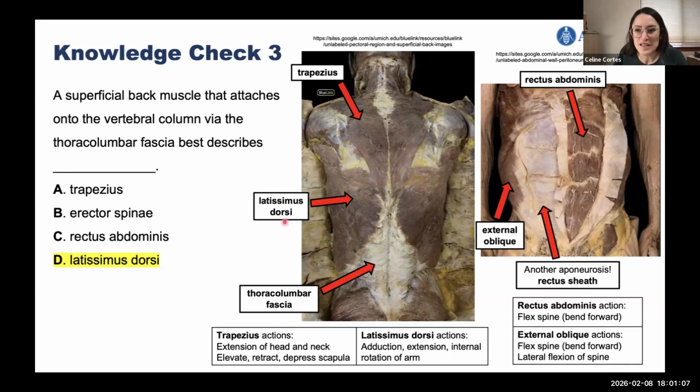Yes, rectus sheath is superficial to rectus abdominis. So you have to reflect this out of the way to actually see rectus abdominis. It's reflected on this patient's left side, but it's present on this patient's right side in this image.